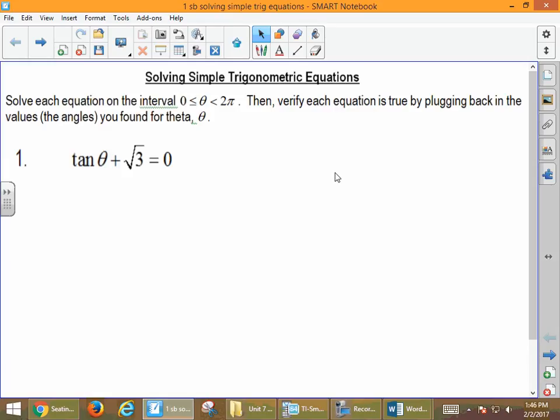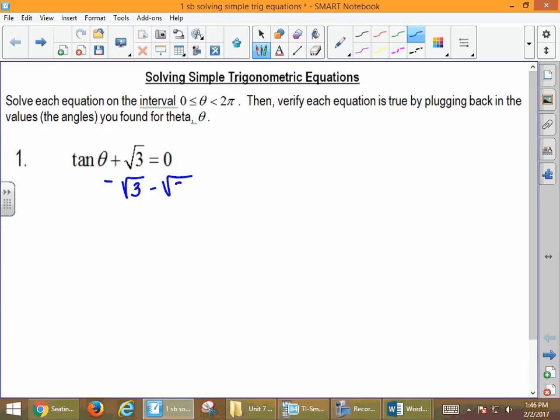of theta plus the square root of 3 equals 0. What we're going to do is solve this equation. In order to solve this equation, we need to get the variable on one side and the constants on the other. In other words, we're going to take the plus square root of 3 and subtract the square root of 3. And we get tangent of theta equals negative square root of 3.